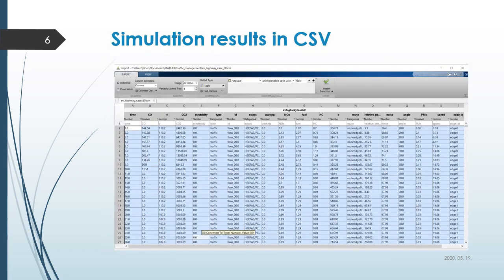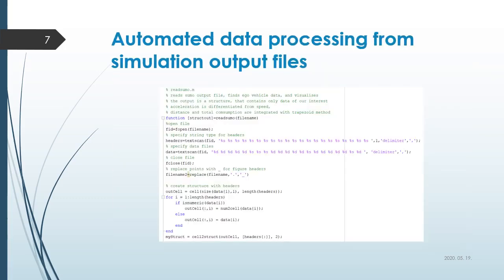Once we ran our simulation, we had a huge table that contains a lot of unnecessary information, and we have to choose what is important for us. Doing it manually would be time-consuming for all the cases, so we wrote a Matlab script. It chooses Ego vehicle data from the table and computes acceleration, distance, and total consumption.